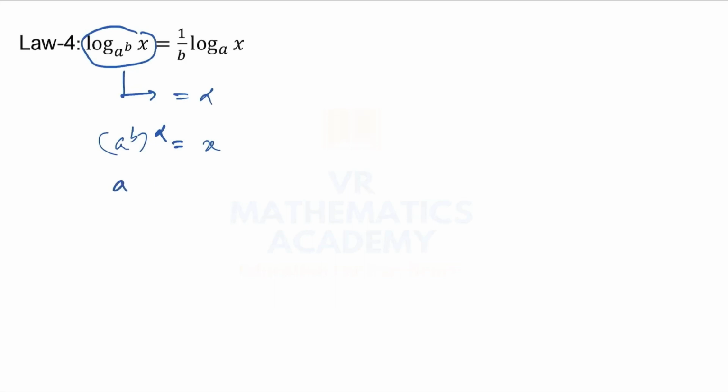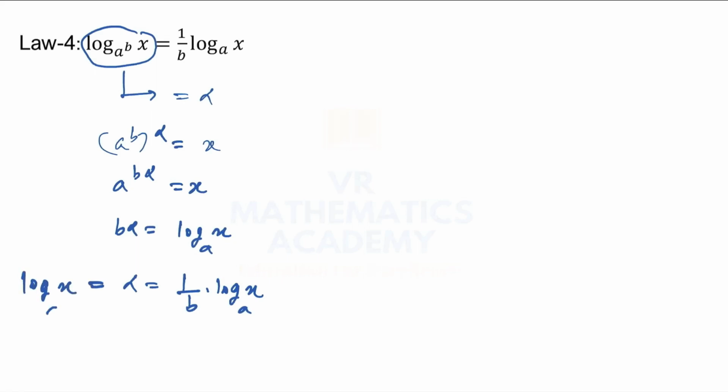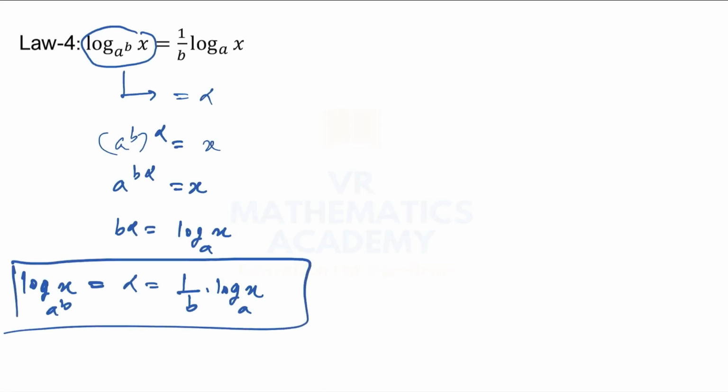Or we can write it as a raised to the power b into alpha is equal to x. Now b alpha will be equal to log x base a. So alpha can be written as 1 over b log of x base a. And what is alpha? Alpha is nothing but log x base a raised to the power b. So we prove that log x base a raised to the power b will be equal to 1 over b multiplication of log x base a.